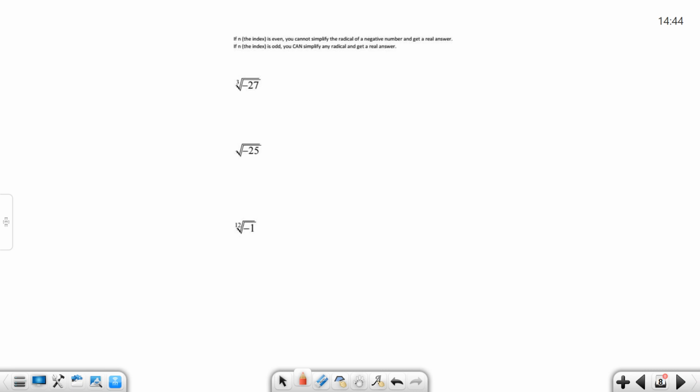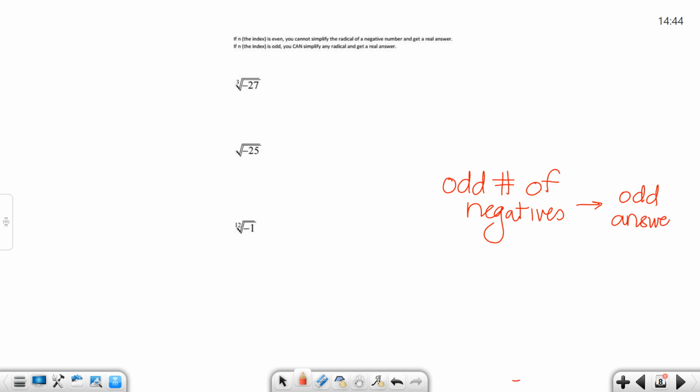Now, moving on, we can talk about negatives, and that's very tricky. But it says if n, that's your index, if the index is even, you cannot simplify the radical of a negative number and get a real answer. But if that index is odd, you can simplify it. And the reason is, if you take an odd number of negatives, you will get a negative answer.